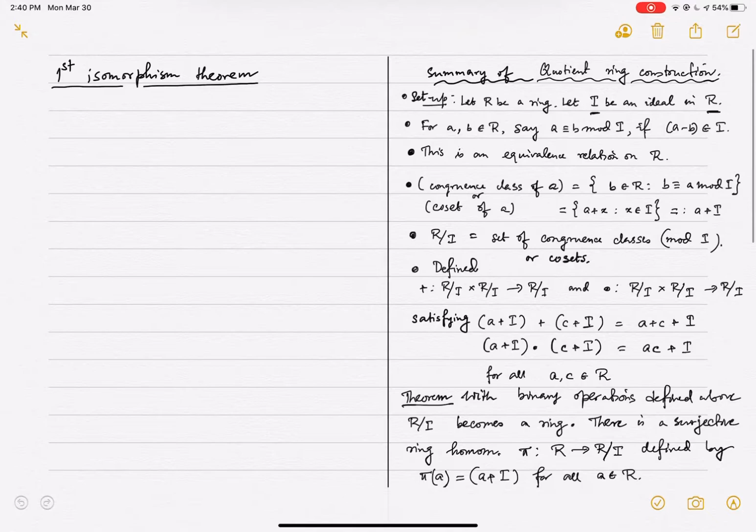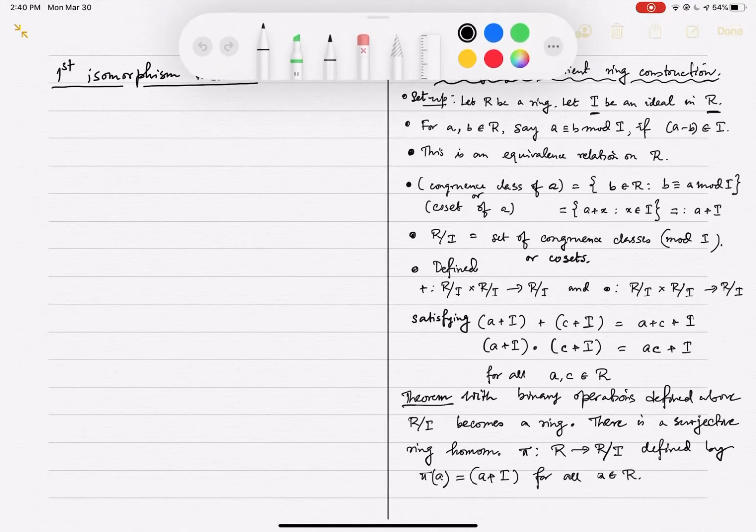So what was that? If you give me a ring R and an ideal I, then we defined a new ring called R mod I. The elements of R mod I are the congruence classes mod I, or the cosets mod I. A coset is a subset of R that looks like this: a plus x, where x varies over I for some a in R. That coset is denoted by a plus I. So R mod I is the collection of all these cosets, and on that set there is a new addition and a new multiplication that we defined, and they satisfy these properties.